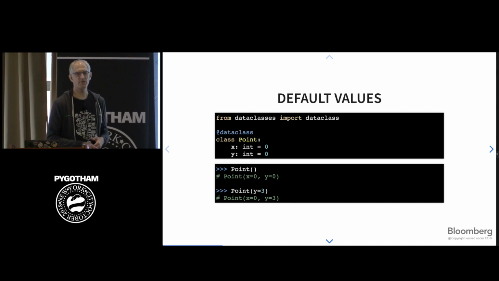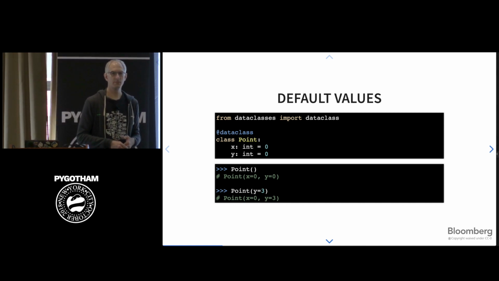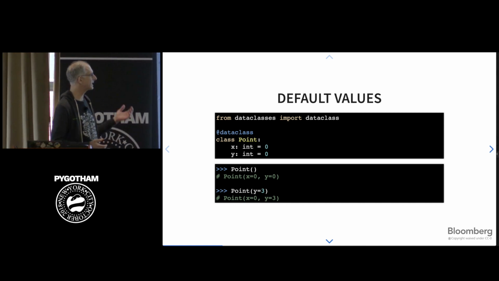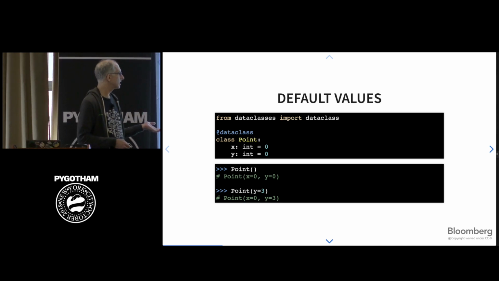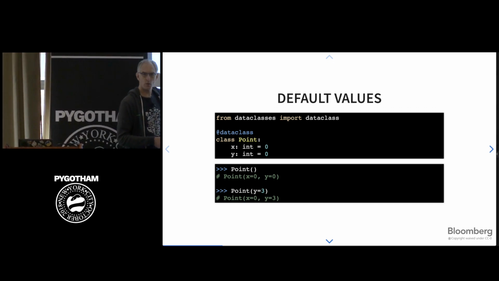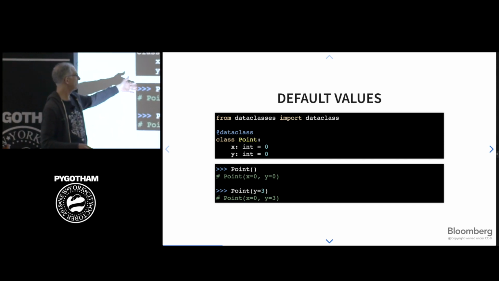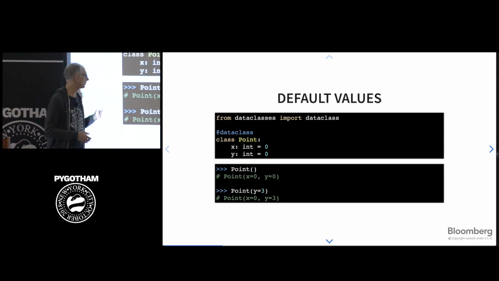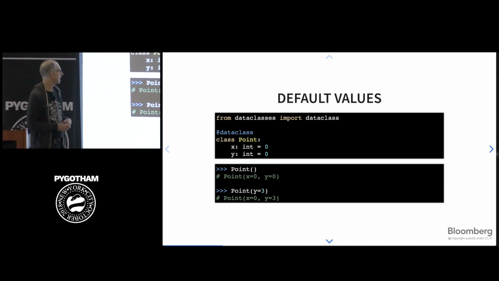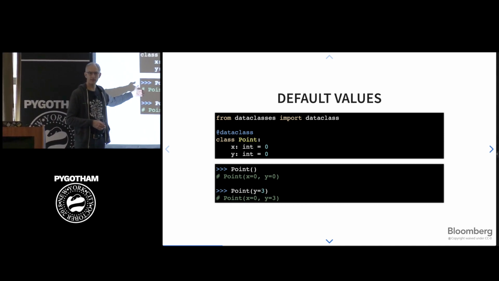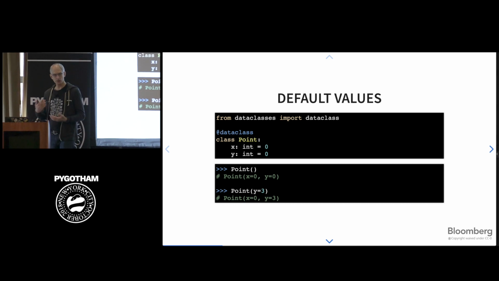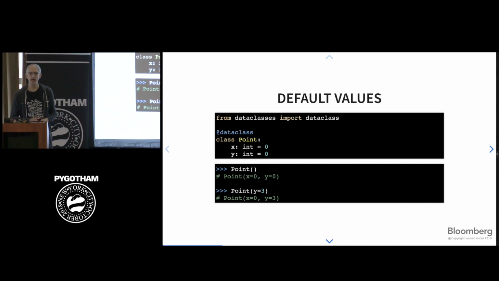So data classes provides a very easy way to provide default values. You just do it inline where you define the fields. So going back to our previous example where we create a point without any arguments, we get the default point. And then I can also partially define what I want. I can specify some, but not all, of the fields, as in the example on the bottom.